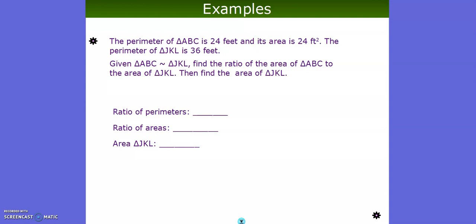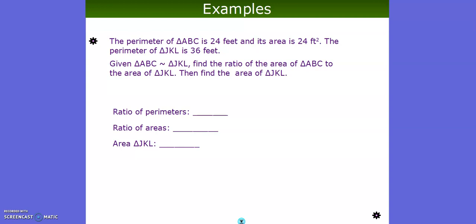The perimeter of triangle ABC is 24 feet, and its area is 24 feet squared. The perimeter of triangle JKL is 36 feet. Given the triangle ABC is similar to triangle JKL, find the ratio of the area of ABC to the area of JKL. Then find the area of JKL. So first we're going to take a look at the ratio of the perimeters of these two triangles. And again, we're going from triangle ABC to JKL.